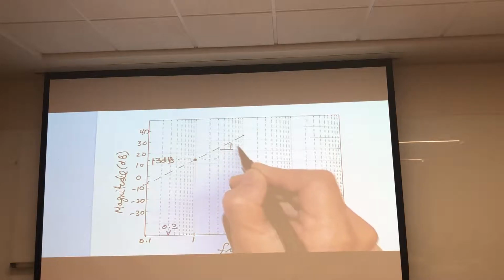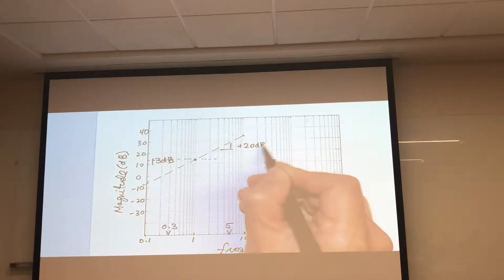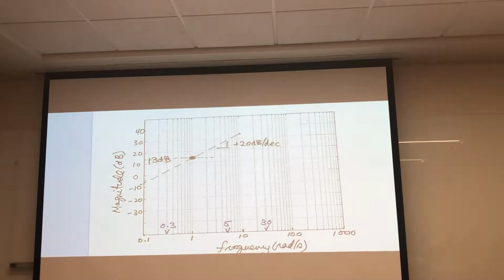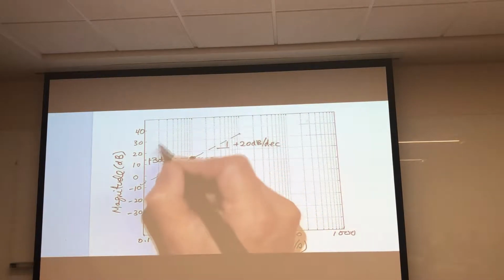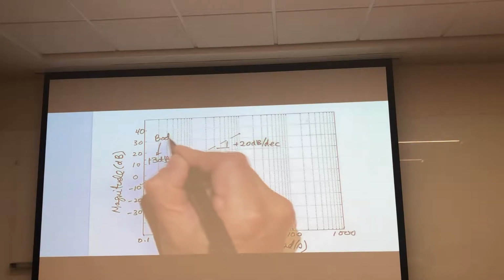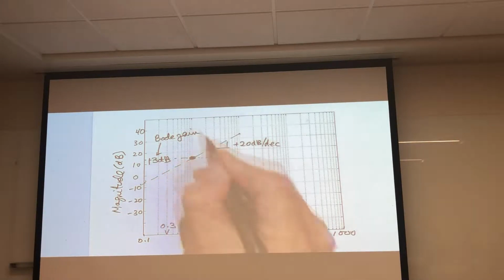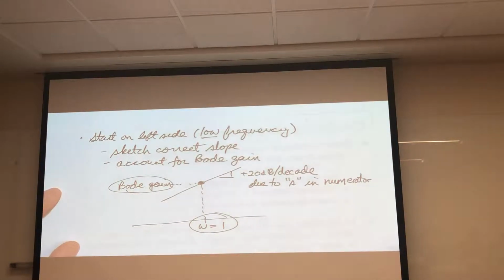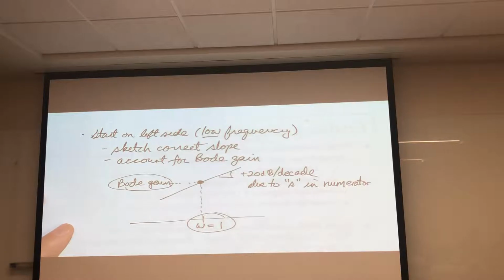20 dB per decade. And I've taken care of the Bode gain here. There's the instruction: start on the left side, sketch the correct slope, and account for the Bode gain.